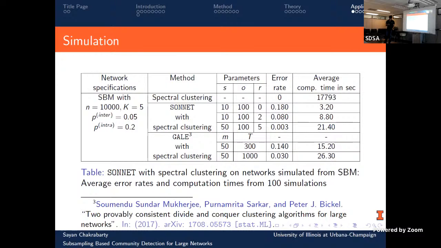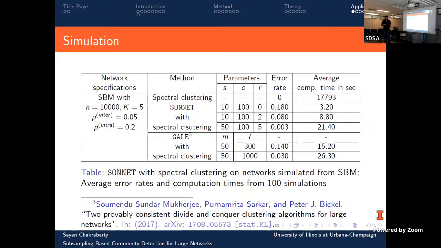So I have some simulation results here. I have an SBM with 10,000 nodes and 5 communities, and I have assumed that if 2 nodes belong to the same community, they have a probability of 20% of having an edge between them, and if 2 nodes are from different communities, they have a 5% probability of an edge. If I apply spectral clustering on the entire network, I get a perfect error rate, 0, and the average computation time is almost 18,000 seconds, or 5 hours. If we use our method with spectral clustering, we can get an error rate very close to 0, which is 0.3%, in just 21 seconds.